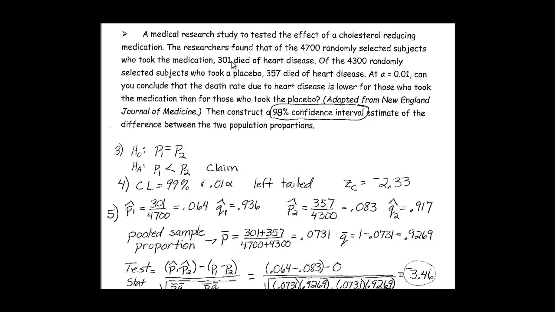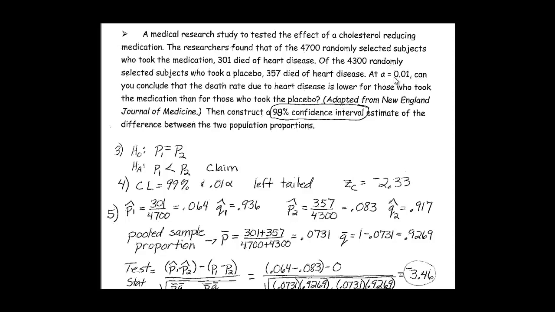So when we're looking at this, we had a larger sample, and fewer died of heart disease who took the medication. With a little bit smaller sample, we had more who actually died of heart disease. We know right out of the gate that there was some kind of an effect, but we don't know if whatever the effect was is within the margin of error. So we're going to be testing to see if this is statistically significant.